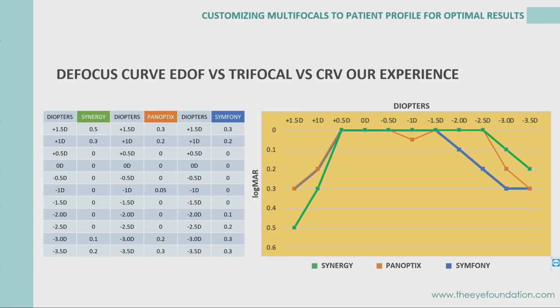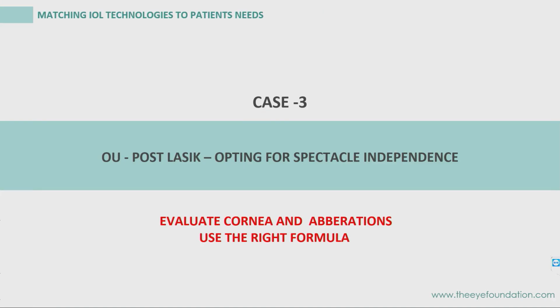So then you compare the defocus curve of the extended depth of focus lens, the trifocal, and the continuous range of vision, and then you understand even better. Yes, trifocal gives crisp vision for distance, intermediate, and near. You are ready for a continuous range of vision, but you want a little more near, go for something like a Synergy, because it has a near point at 33 centimeters itself. But you don't mind other lenses, Symphony, if you don't mind wearing reading glasses.